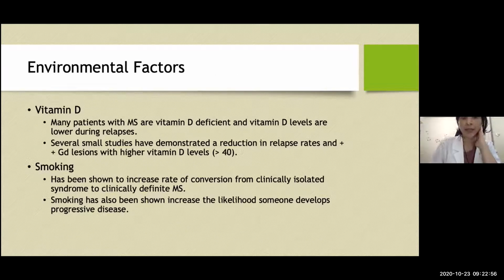So some of the environmental factors that, as I had discussed in the previous slide, play their role in MS pathogenesis are low vitamin D levels, and also smoking. Many MS patients are found to have low vitamin D, and there's also increased risk of relapses with low vitamin D levels. Several studies have shown that with higher levels of vitamin D, there's a reduction in the relapse rate, and also gadolinium lesions with levels greater than 40. Smoking is also related to higher likelihood of going to progressive disease and increased rate of conversion from clinically isolated syndrome to clinically definite MS.